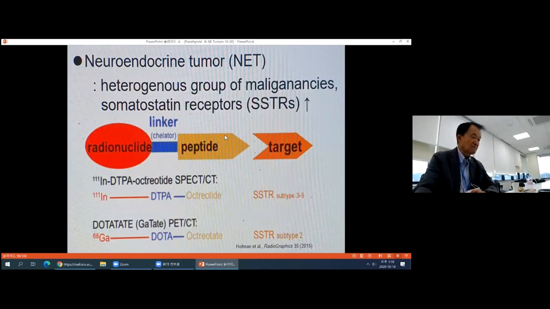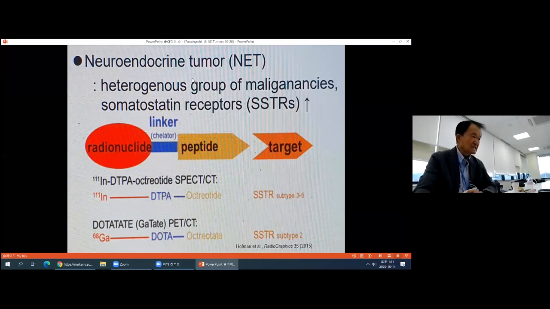So we now have a certain peptide, like octreotide or dotatate, and then we put the radionuclide on it. For diagnosis, like indium, and then gallium-68 for PET, this is PET. But now we have lutetium-177 or rhenium-188 for diagnosis and therapy.